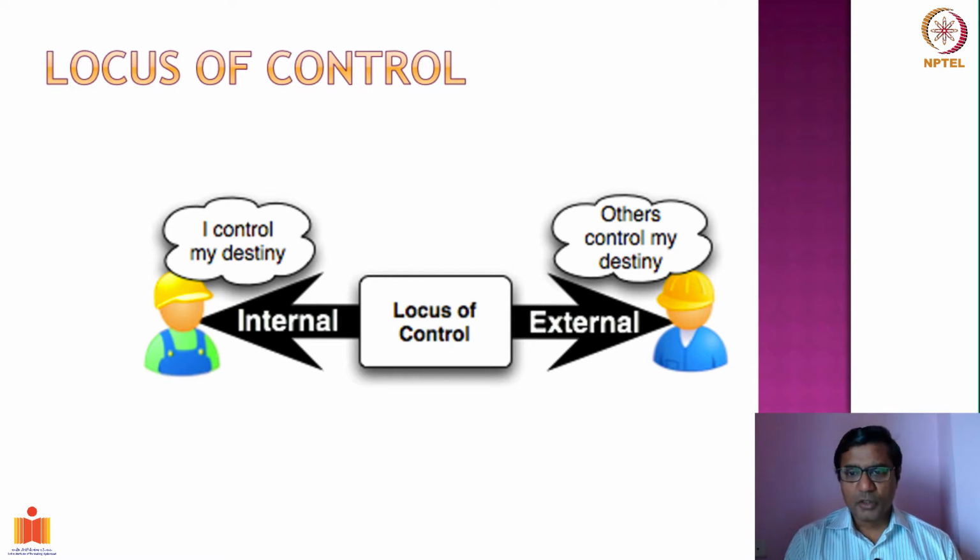External locus of control, people of external locus of control, the advantage of being a person with external locus of control is, they don't get stressed. They feel, okay, things are not under my control. Whatever happens, let it happen. And whatever happens is already written. People who believe in the theory of karma, they believe they are external locus of control.